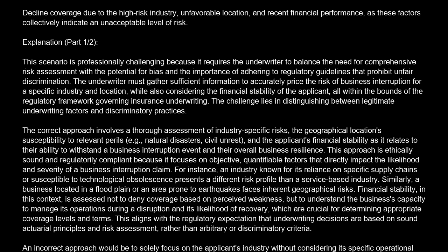Financial stability, in this context, is assessed not to deny coverage based on perceived weakness, but to understand the business's capacity to manage its operations during a disruption and its likelihood of recovery, which are crucial for determining appropriate coverage levels and terms. This aligns with the regulatory expectation that underwriting decisions are based on sound actuarial principles and risk assessment, rather than arbitrary or discriminatory criteria.